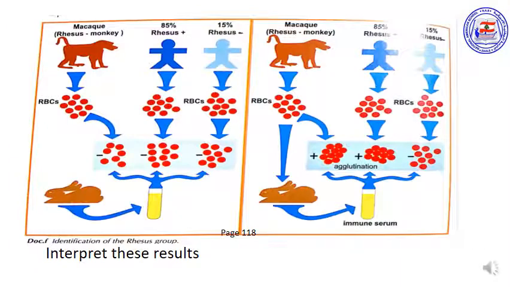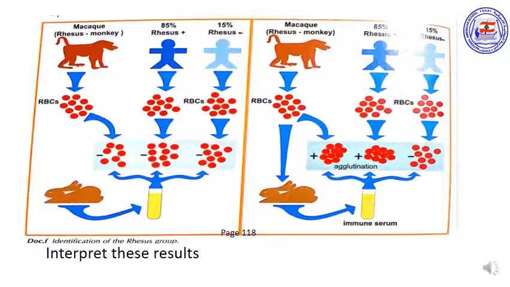To better understand the importance of the rhesus system, experiments are performed in document F on page 118. So please open your book to page 118 and, as usual, I'm going to ask you to stop the video for a while and try to do this interpretation by yourself on a paper.